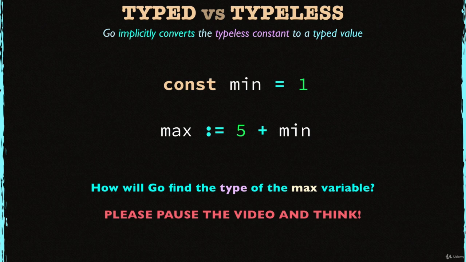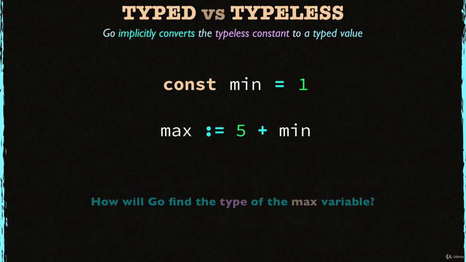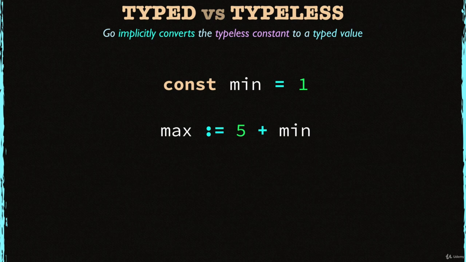As you know, a variable always needs a type. It needs to find it somehow, but how? Please pause the video and think about this a little. Okay, here's the answer. Go converts the 5 and the mean constant to int.